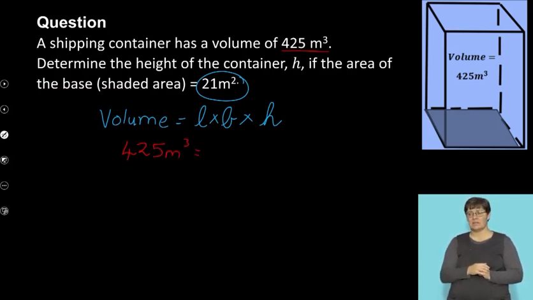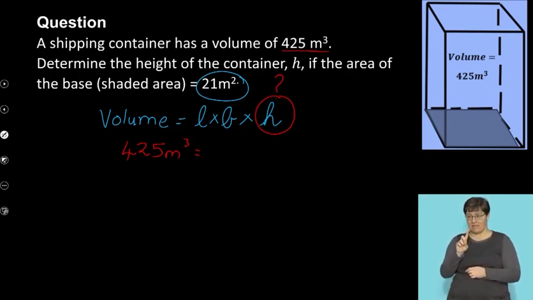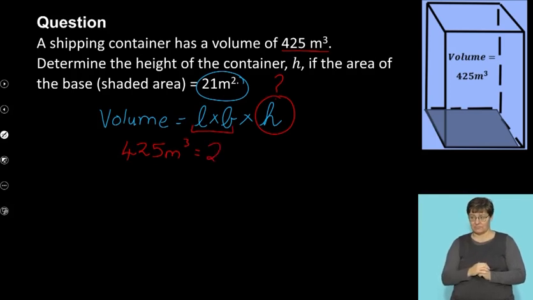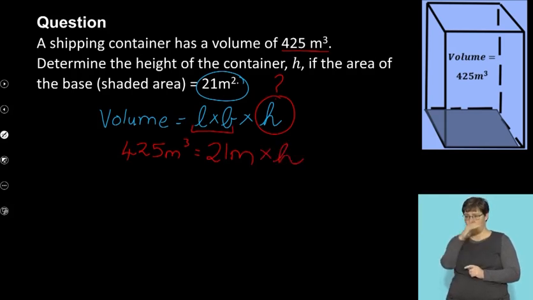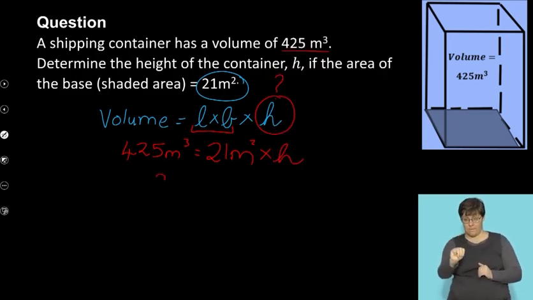But in this case, I don't know what my height is, but I was told what the area of the shaded region is, and the shaded region is my base. So I'm going to replace my length times breadth with 21 meters squared, because I know that that's going to reveal what my height is. So in order to isolate my height, I'm going to have to say 425 divided by 21. Cool. So my height is going to be 20,24 meters.